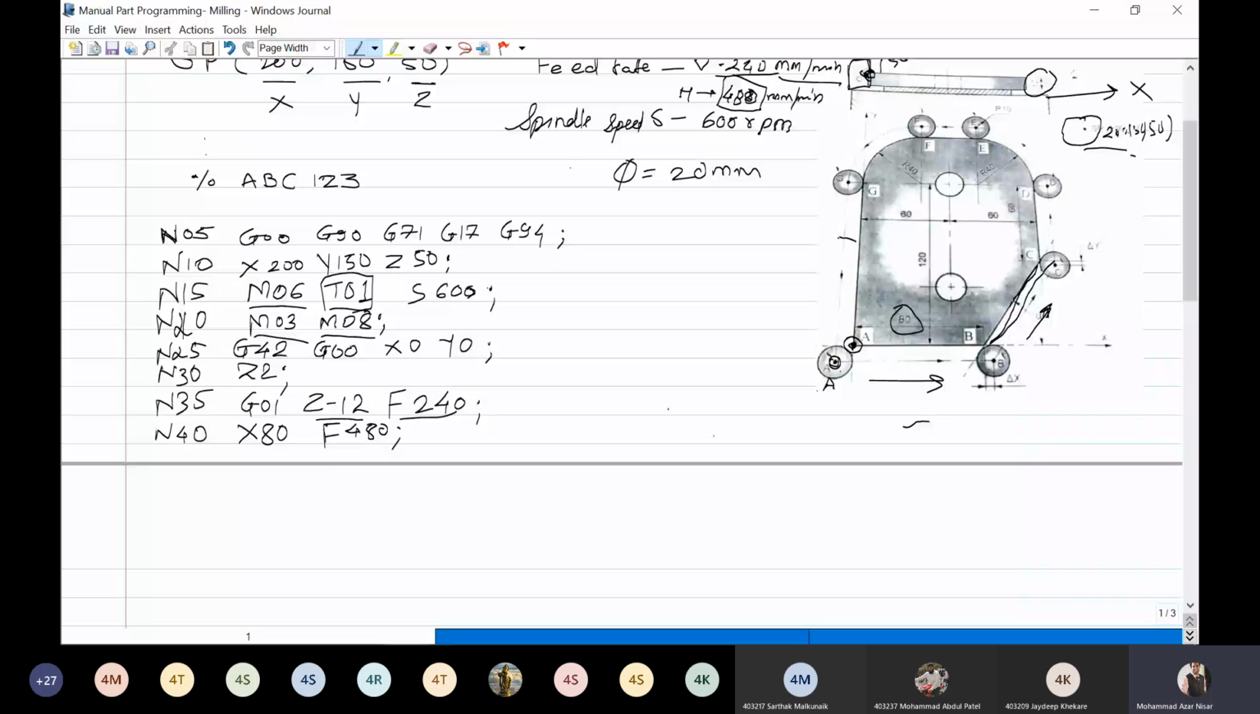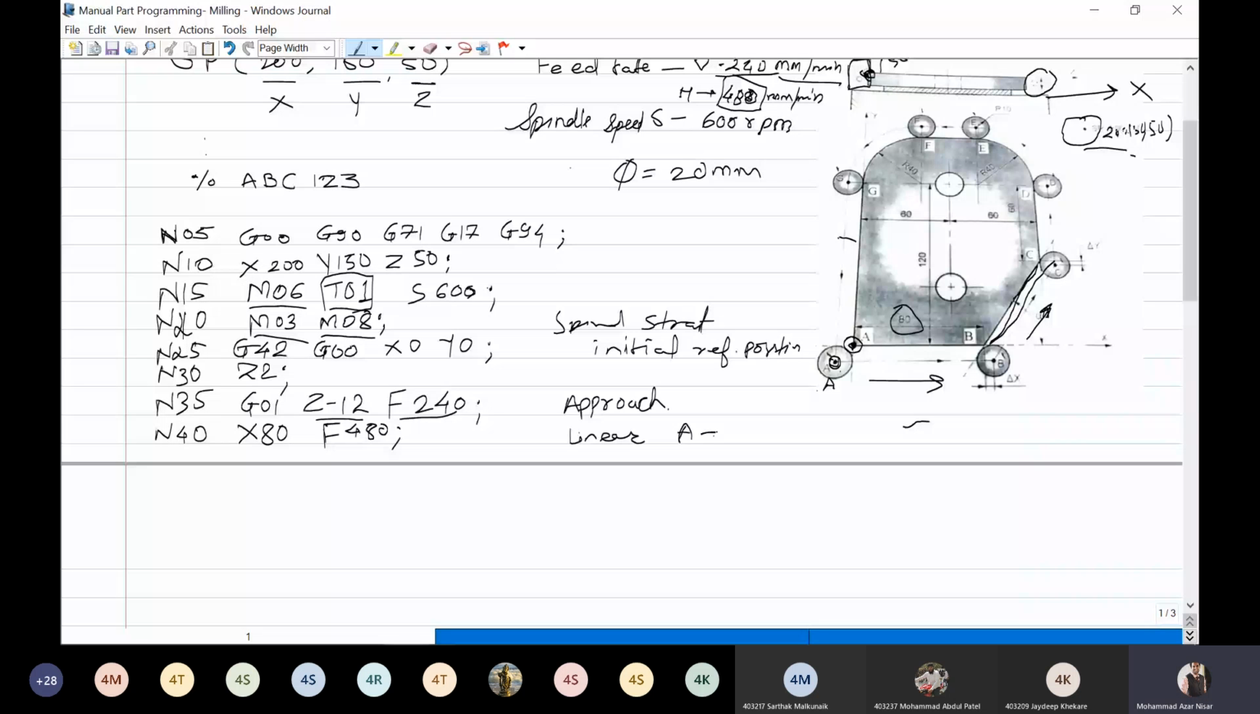Okay. Here, the initial reference position is taken. Then the approach and first cutting is done to a depth of 12 mm. Then this linear cutting is done. The move from A to B is covered over here.